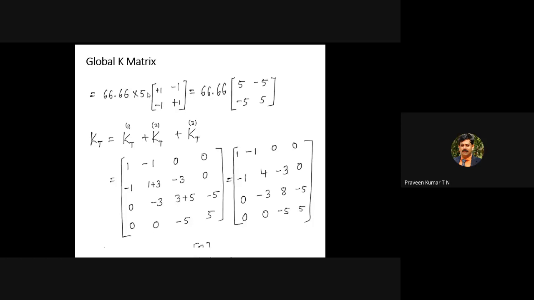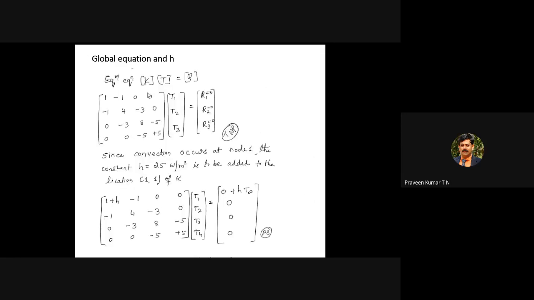It is nothing but finding out the global stiffness matrix. No difference. It is almost similar to the bar. If you are familiar with the bar problems, then it is easy. Then we have finished, and we have a global equilibrium equation.